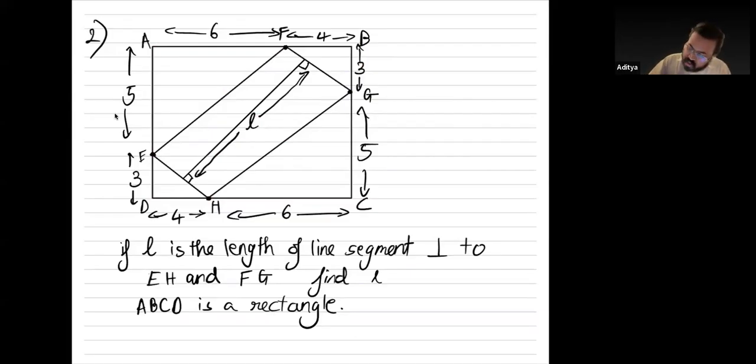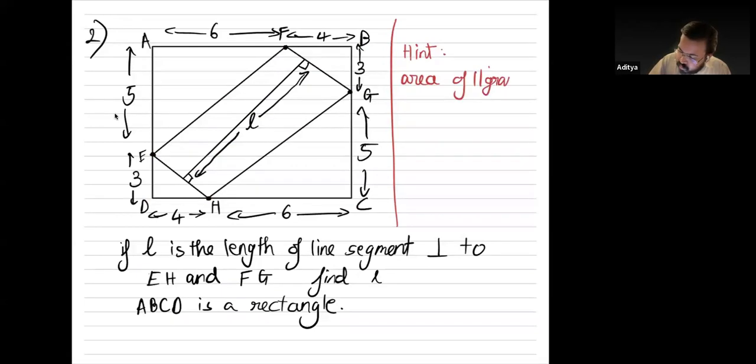Okay, I'll give one final hint. Area of a parallelogram can be written as height times base. Correct? That's twice the area of a triangle because a parallelogram is effectively two triangles. This is the hint. Find L.